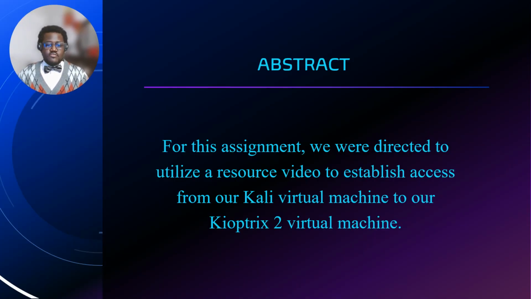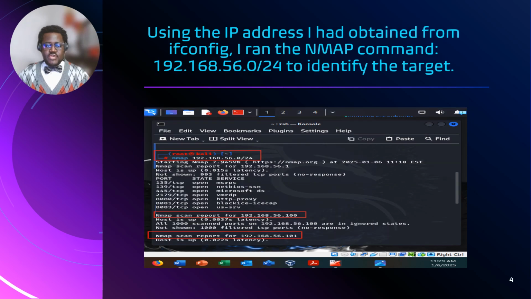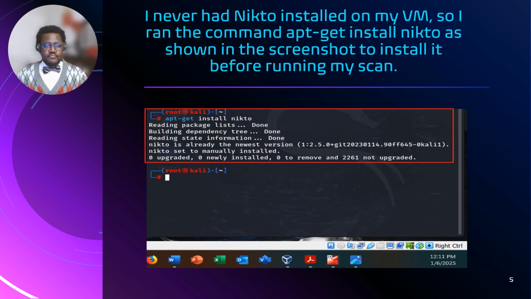So for this, I'll be using my Kali box. I'll be using my Kioptrix 2 VM, and as you always know, I also have my pfSense firewall. So first, to find out my IP address for my Kioptrix 2, I ran ifconfig, which is my network enumeration, to find my target IP address. And I found my target IP address, which is 192.168.56.101, which is my Kioptrix 2 VM IP address.